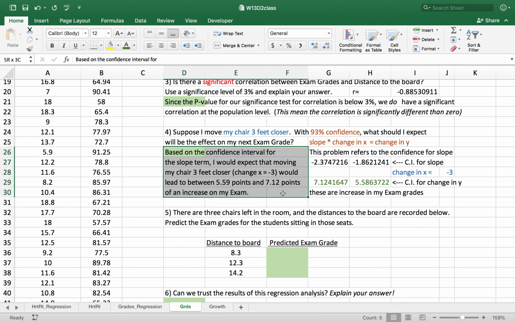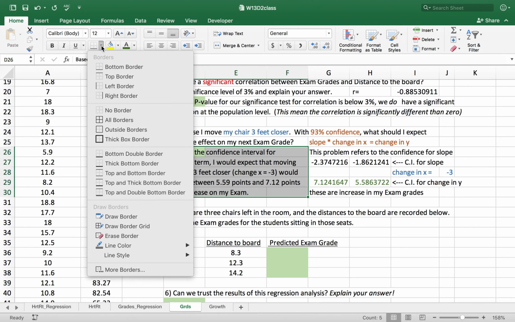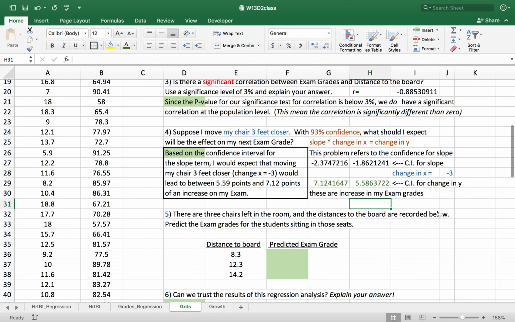Okay, so this is my final answer. I'm just going to box it off to make that clear. So based on the confidence interval here for my slope term, incorporating the fact that I have a change in x of -3, if I use my formula and I scale that, I get a nice prediction, a 93% confidence interval prediction for how much I should expect my grade on the next exam to change, anywhere between 5.5 points-ish and about 7 points.